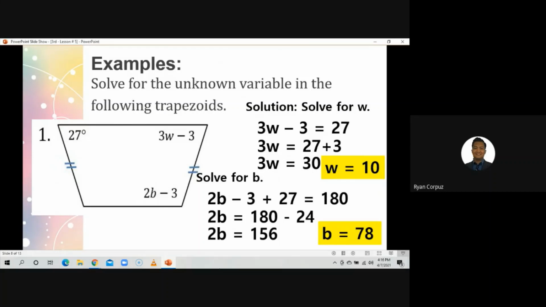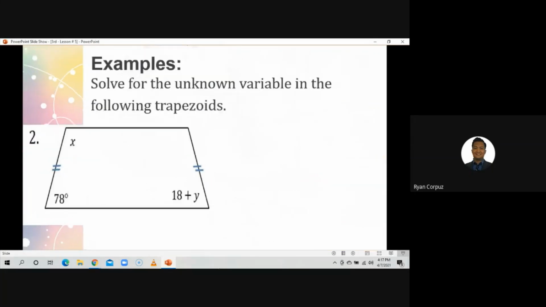So did you get example number 1 about isosceles trapezoid? So if not yet, let's try another example. Let's have here example number 2. Again, the given here is an isosceles trapezoid. So solve for the unknown variable in the following trapezoids. So again, we are going to solve for x here, and to solve for y.